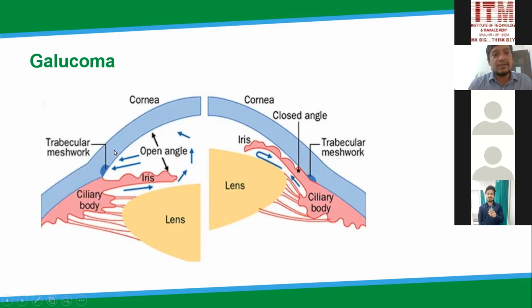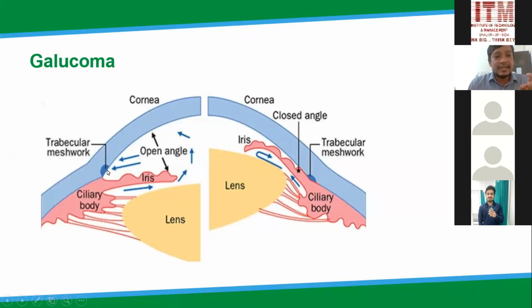trabecular meshwork. Note down this structure. This is a very important structure because I am going to take this name again and again. So just make a note, this structure is the trabecular meshwork. This aqueous, a liquid, comes and flows out through this trabecular meshwork. So what happens in glaucoma?